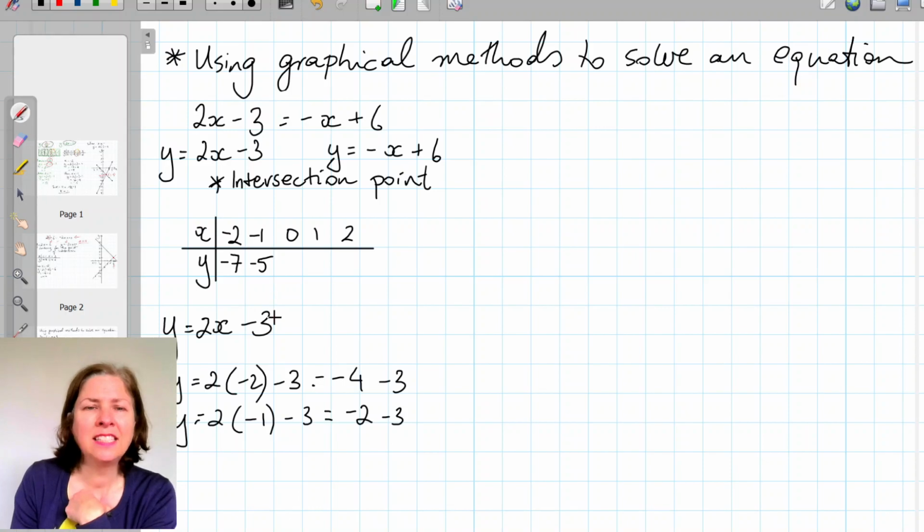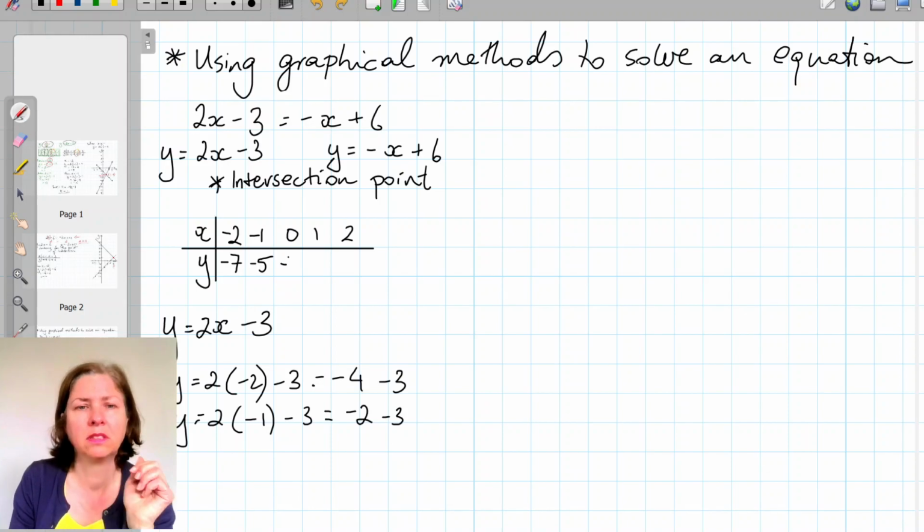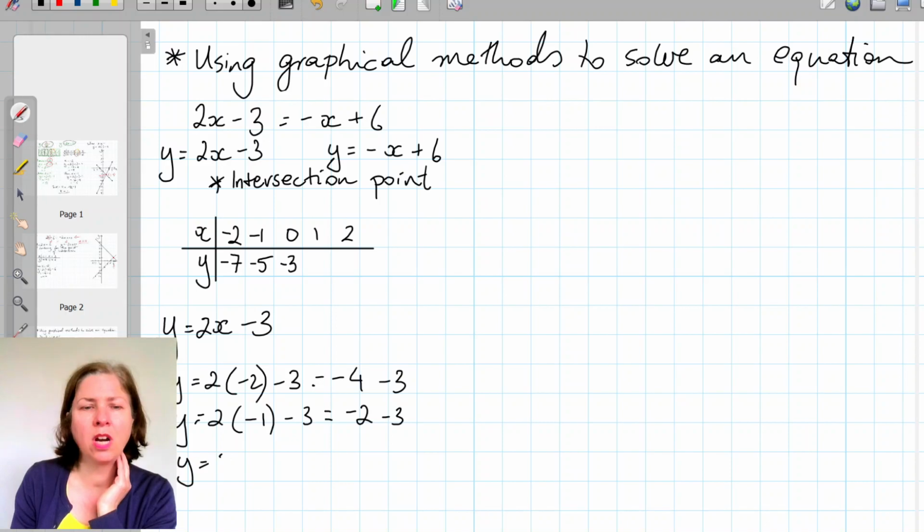When x is 0, I'm going to get 2 times 0 minus 3, which is just 0 minus 3, so that will give me minus 3. When x is 1, I'm going to get 2 times 1 minus 3, which is 2 minus 3, which gives me negative 1. And in the same way, when x is 2, I'm going to get 2 times 2, which is 4, minus 3, which gives me 1.